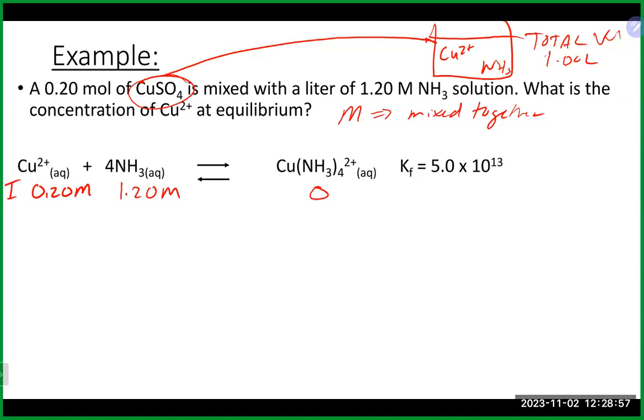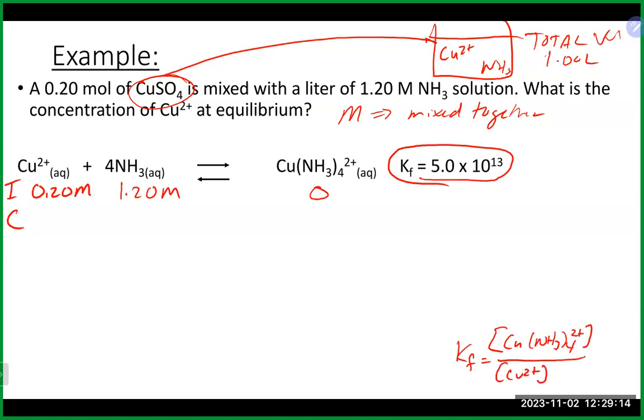Any questions so far? Now, because of the KF that we see here, we can write the KF expression, which would be our products over our reactants. Once again, we still need to take the 4 because of the coefficient. When we look at this value of K, is it a large value or small value? It's a pretty large value, like 10 to the 13, which means pretty much everything is heading in the right direction, towards the products.